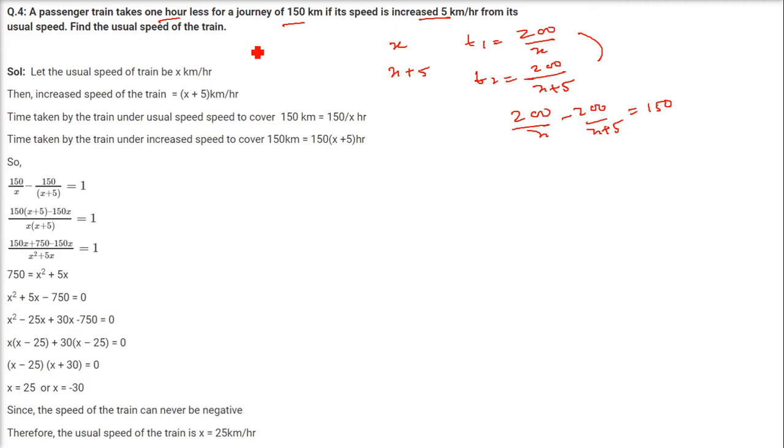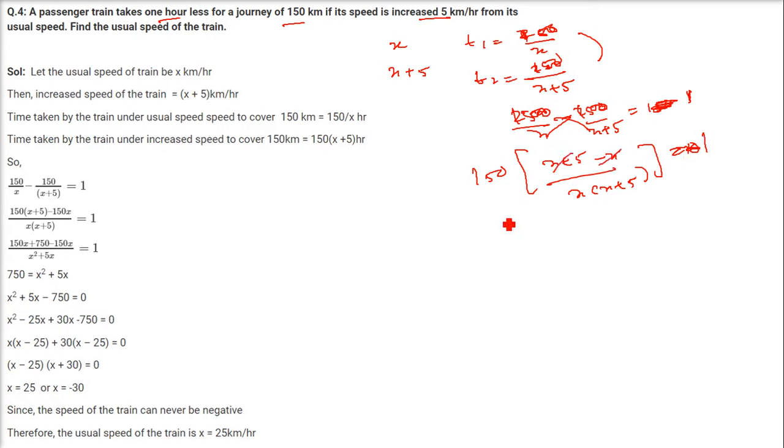So this we are going to solve. This is 200, 150. I don't know why I wrote 200, it is only 150. So I'm taking 150 out, and this is equal to 1 hour. So x plus 5 will go here, x will go here, and then we have x into x plus 5 equal to 1. This gets cancelled, so 150 into 5 will be equal to x square plus 5x. So I'm taking it here, x square plus 5x. Now I'm bringing 150 into 5 here, that is minus 750.